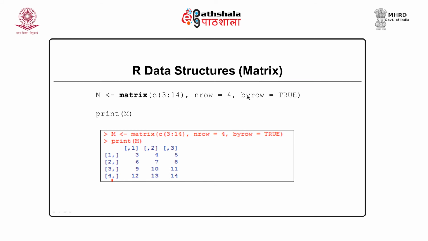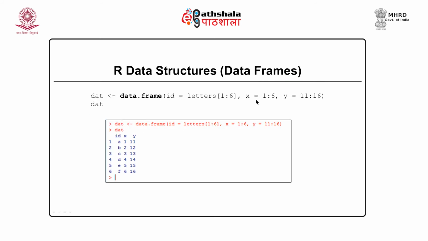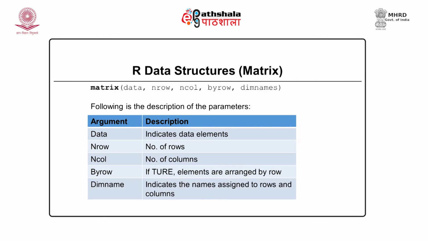Let us understand the arguments of this matrix function. The arguments are, first, the data that has to be in the matrix, then the number of rows or number of columns that we want to create, and whether we want to create the matrix by row. As I said, the arrangement will be by row, and the column names of the matrix can be given here. The dimnames indicate the names assigned to rows and columns for a given matrix. In the previous example, we supplied the data and we also said byrow equal to true. So, the matrix was arranged according to row.